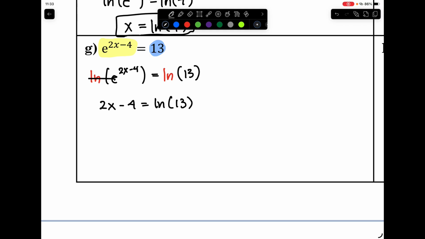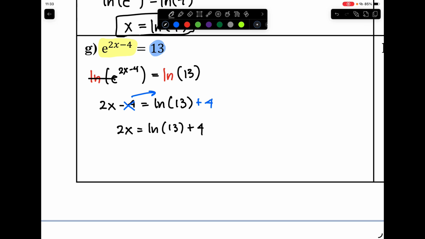Now, from right here, I can solve. Again, I want to solve for the variable x. So I need to get rid of these values there by doing the inverse operation. So I'm going to add 4 to both sides. I'm going to move the 4 to the other side, in other words, making it positive 4. So now 2x equals the natural log of 13 plus 4.